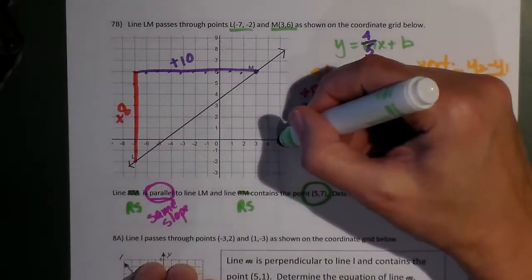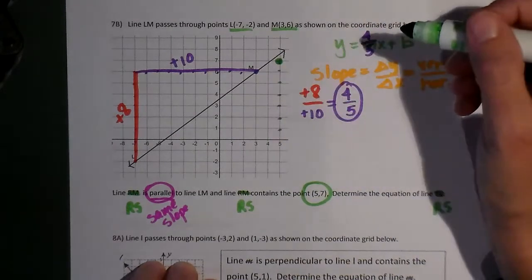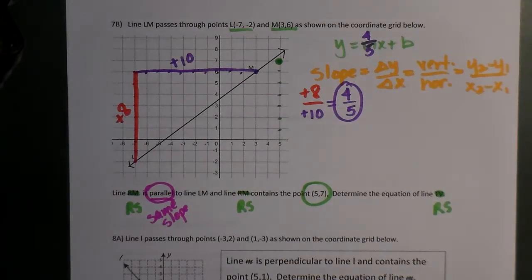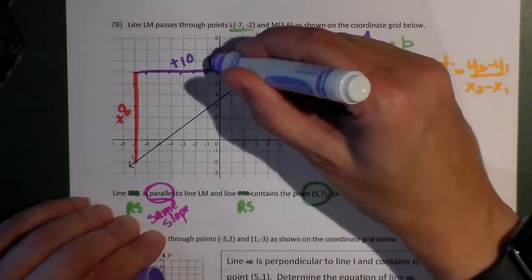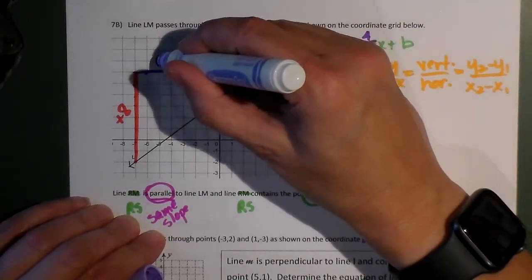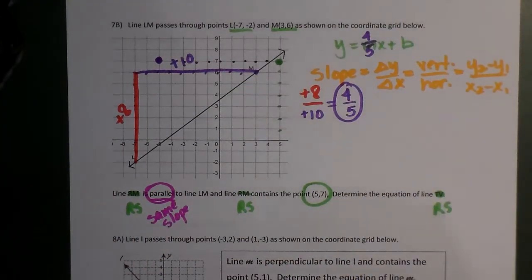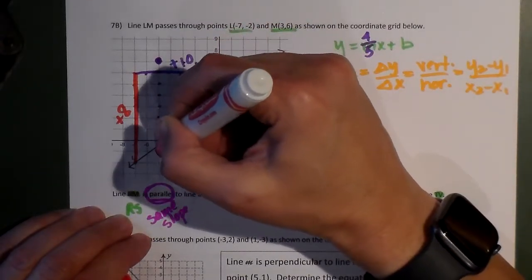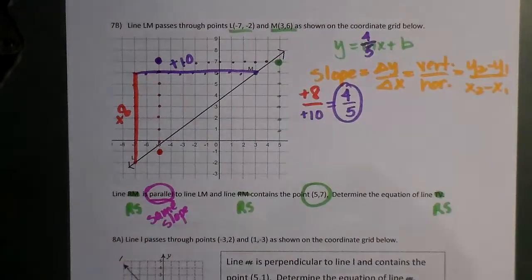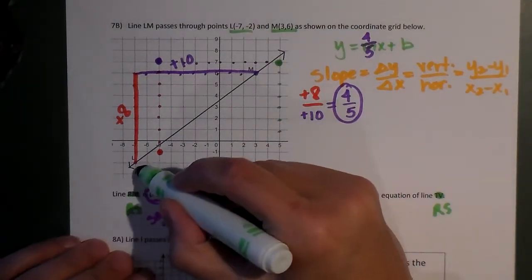Okay, so I'm going to go to 5. 1, 2, 3, 4, 5, 6, 7. So there's my point. And then I'm going to do the same process for my slope. My slope has to look the same. So 1, 2, 3, 4, 5, 6, 7, 8, 9, 10. I have to go over 10, just like I did before. And 8. 1, 2, 3, 4, 5, 6, 7, 8. So my new line is going to pass through here.